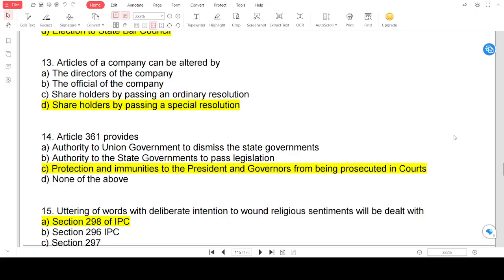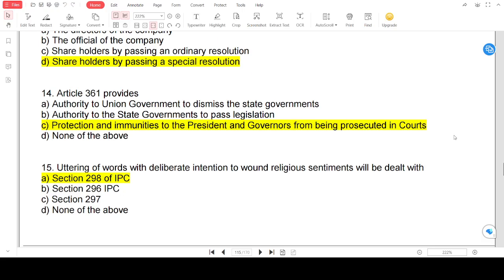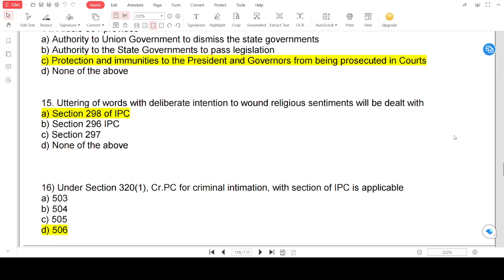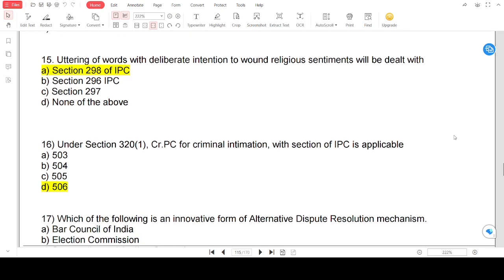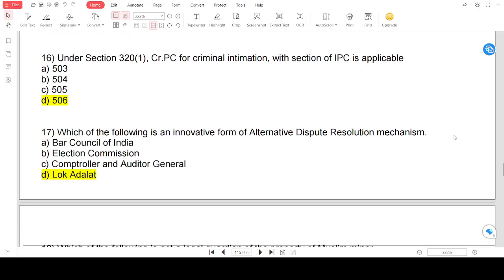Article 361 provides protection and immunities to the President and Governors from being prosecuted in courts. Uttering of words with deliberate intention to wound religious sentiments will be dealt with under 298 of IPC. Under Section 320 subsection 1 CrPC, for criminal intimidation, Section 506 of IPC is applicable.